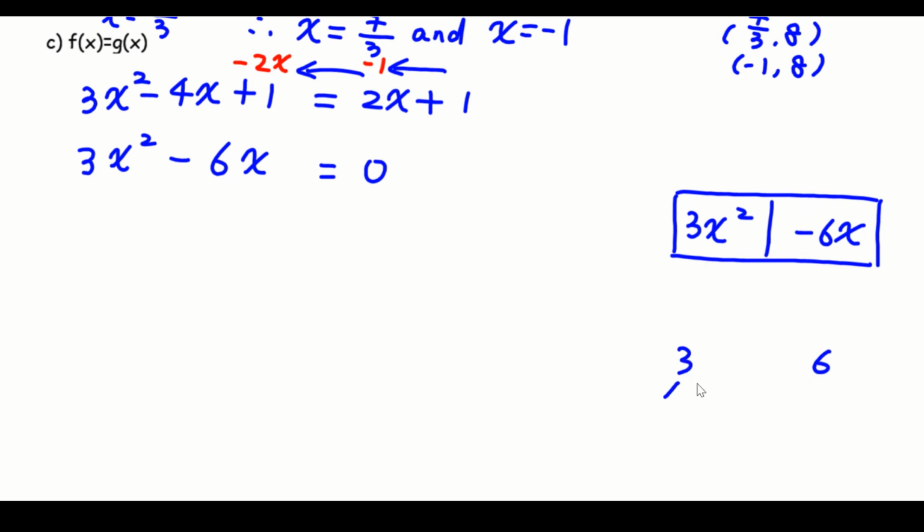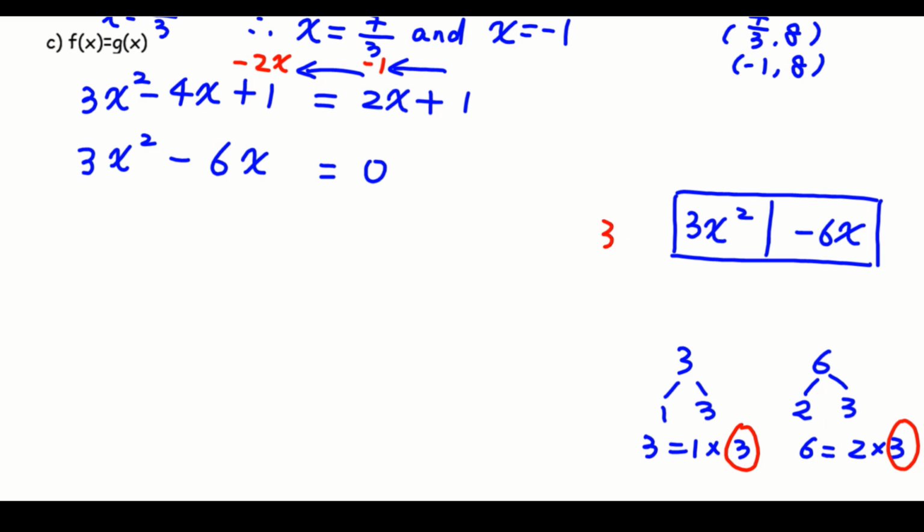So 3 is a prime number, only 1 times 3. And for the 6, this is an even number, so it could be divided by 2. So 6 divided by 2 gives you 3. Then you will see 3 equals 1 times 3, and 6 equals 2 times 3. They are prime numbers, we don't want to go further. Then from the 3 and 6, the common factor: 1 and 3 are factors of 3, and 2 and 3 are factors of 6. The common factor from 3 and 6 is 3.